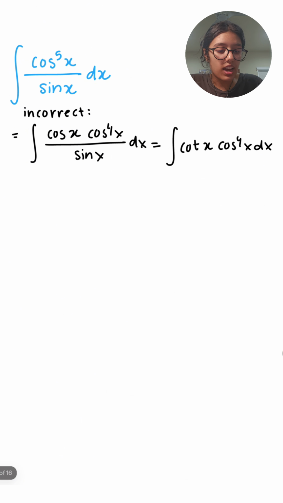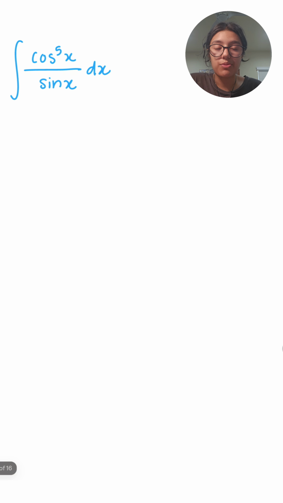Essentially what I did, I broke apart cos to the power of 5x into cos x and cos to the power of 4x, and then I rewrote this as cot x, and I got this. But as you can see from here, there's no clear relationship between the trigonometric functions cot and cos x. We don't have a clear relationship between those two, and we also can't apply u substitution for that same reason. So let's actually pedal backwards and now see what we can do to get the correct answer.